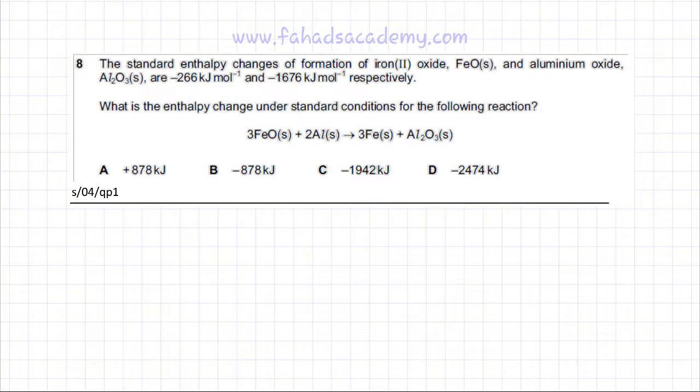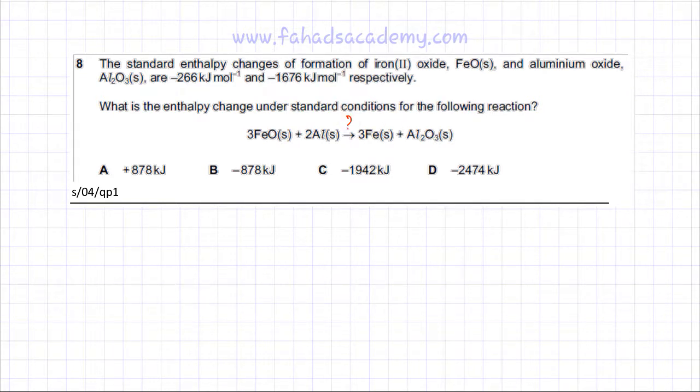In the following chemical energetics question, the question is related to Hess's law. The question states that the standard enthalpy changes of formation of iron(II) oxide, FeO, and aluminium oxide, Al2O3, are given as minus 266 kilojoules per mole and minus 1676 kilojoules per mole respectively. You're asked what the enthalpy change is under standard conditions for the following reaction. So you need to find the enthalpy change for this particular reaction.